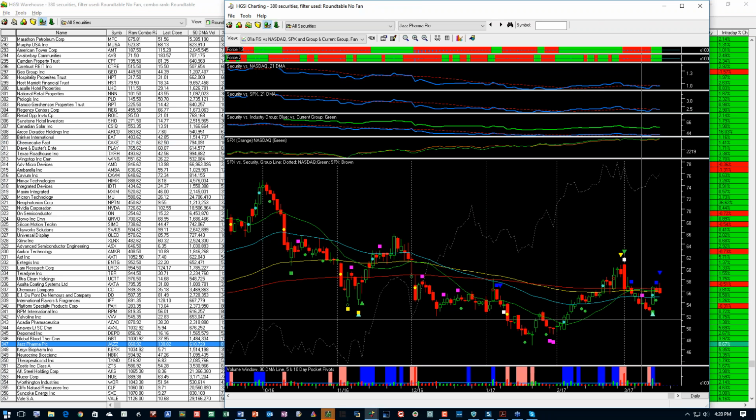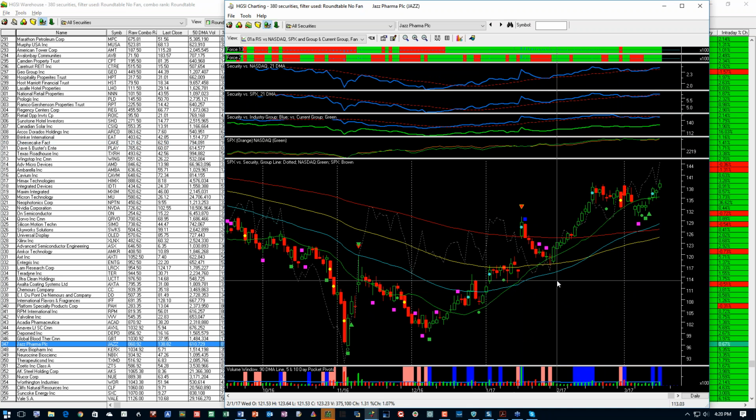Let's take a look at Jazz Pharmaceutical. Now, Jazz has come way off the bottom here. And the fan is not yet formed because the yellow is not above the red, or the 100 is not above the 200. So now this is a much better chart as far as tightness. Notice how it tightened up. It shot up here, pulled back, but it stayed relatively tight, and it's consolidating, and it looks like it's trying to go again.